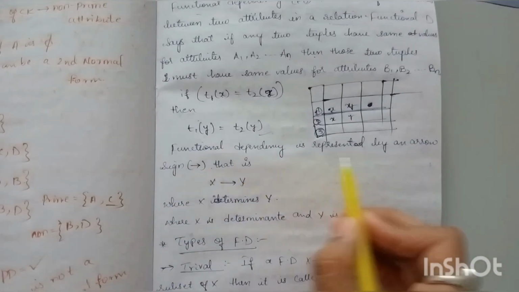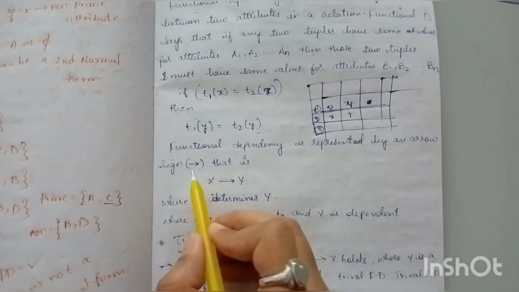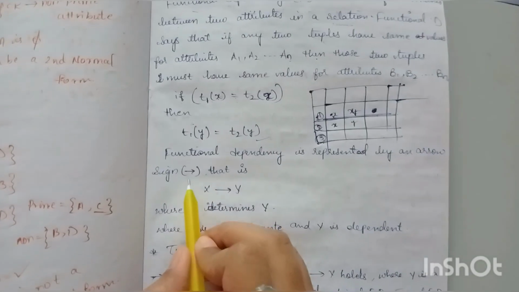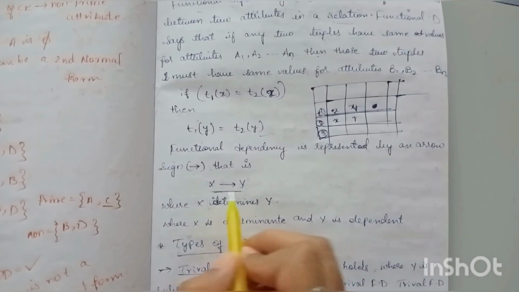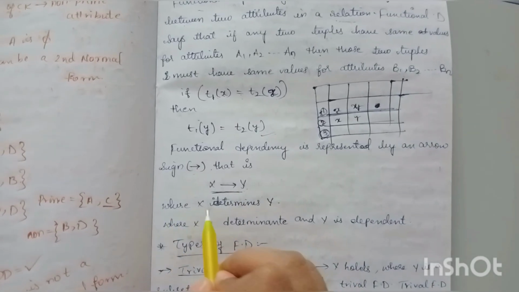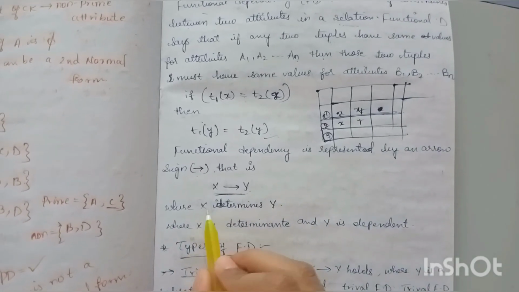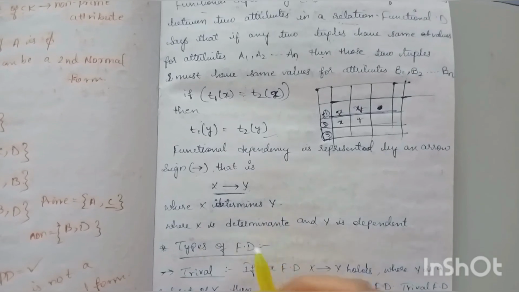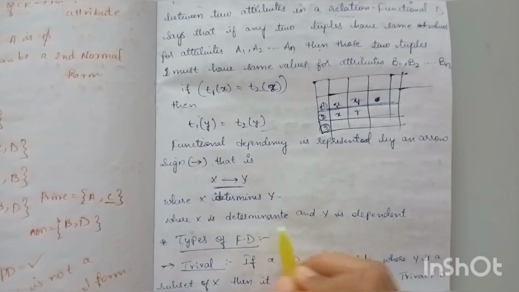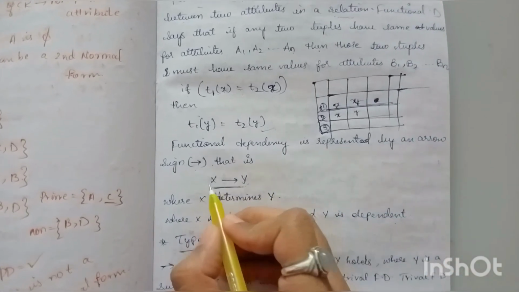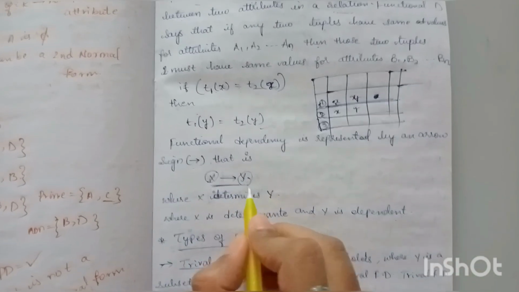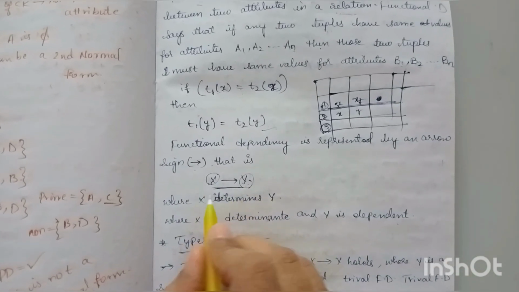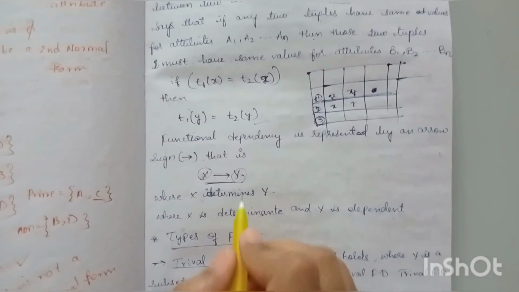Functional dependency is represented by an arrow sign, that is x determines y. We will spell it as x determines y, where x is the determinant and y is the dependent. We will read this statement as x determines y.